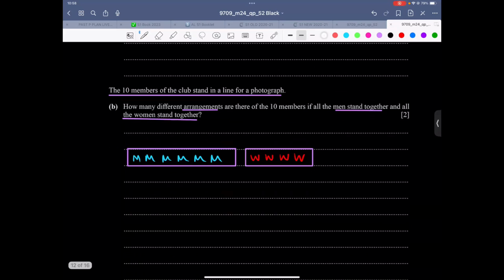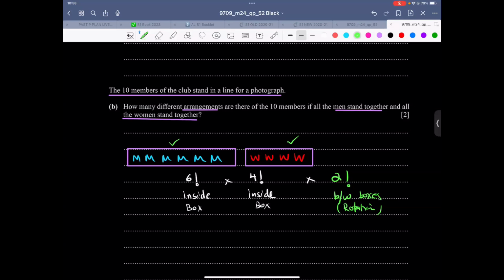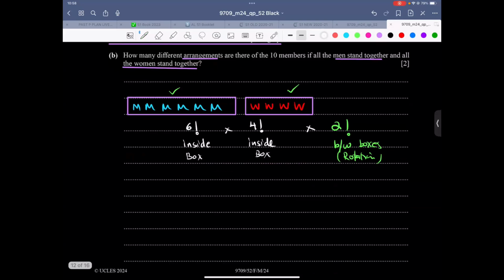In how many ways can the men arrange themselves inside the box? That is 6 factorial on the inside. And what about the women? That's 4 factorial again inside the box. And multiply with 2 factorial for the rotation between boxes. So rotation means either they will come first or they will come second, and vice versa. So when we multiply it out, that is 6 factorial into 4 factorial into 2 factorial, this comes out to be 3,4,5,6,0. That is the answer for this part.